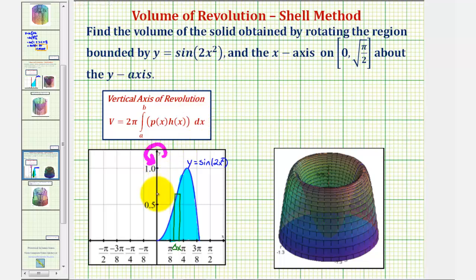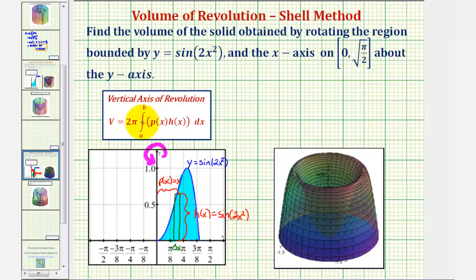And this distance here, the distance from the axis of rotation would be p of x, which is just the x value. So we can say p of x equals x. And then the height of this rectangle, which would represent the height of a shell, would be this length, which is given by the function value y equals sine 2x squared. So h of x equals sine 2x squared. And the interval again is from 0 to the square root of pi divided by 2.